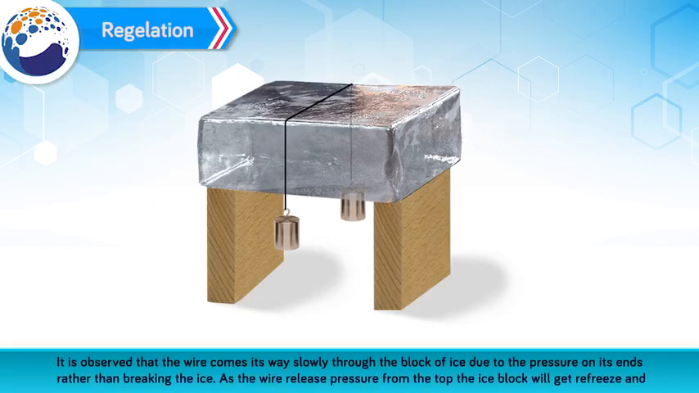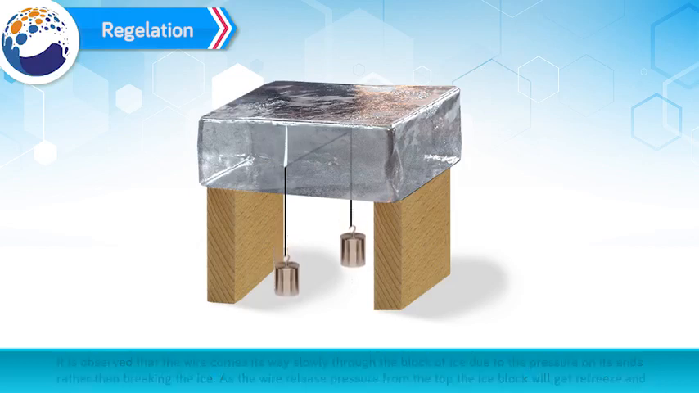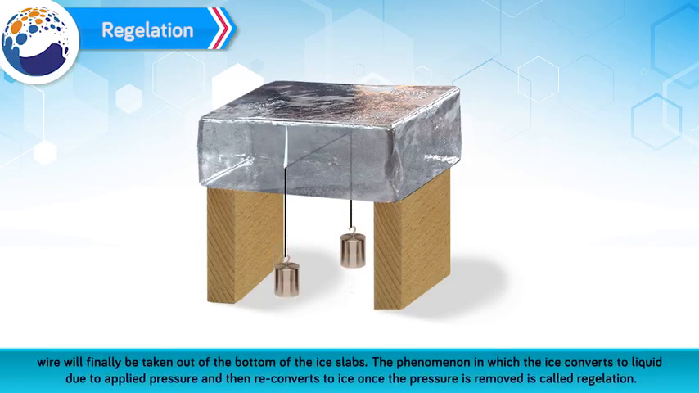It is observed that the wire makes its way slowly through the block of ice due to the pressure on its ends, rather than breaking the ice. As the wire releases the pressure from the top, the ice block will refreeze and the wire will finally be taken out of the bottom of the ice slab. This phenomenon, in which the ice converts to liquid due to applied pressure and then reconverts to ice once the pressure is removed, is called regelation.